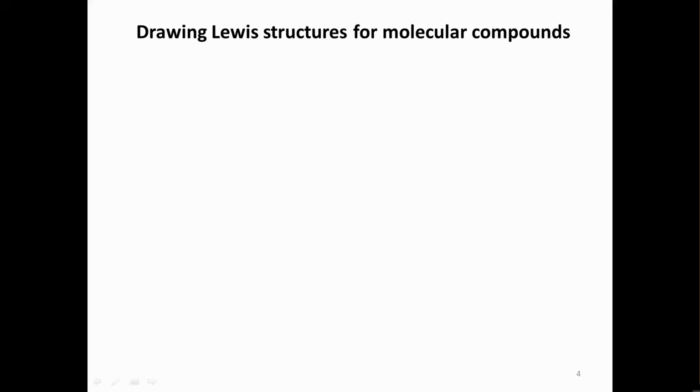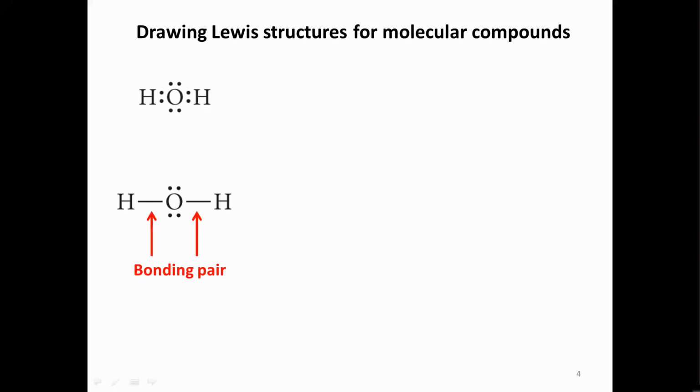Drawing Lewis structures for molecular compounds, let me give you some examples. Here's the first example, H2O, water. There are 2 electrons involved in each single bond. We call these electrons that are localized in a bond bonding pair electrons. So what about these electrons? They're not involved in a bond. We call them lone pair electrons. You're going to hear the terms bonding pairs and lone pairs quite frequently throughout both Chapter 9 and Chapter 10.